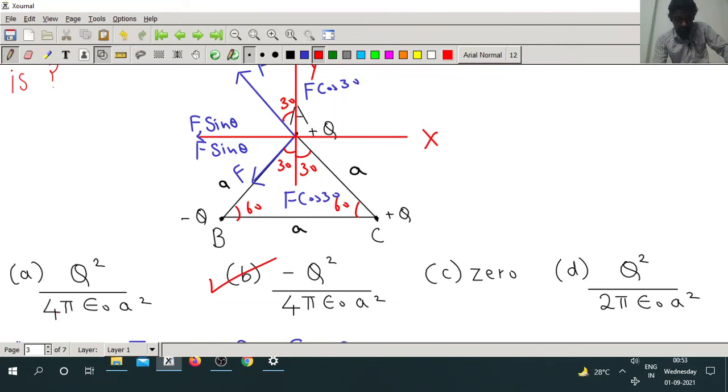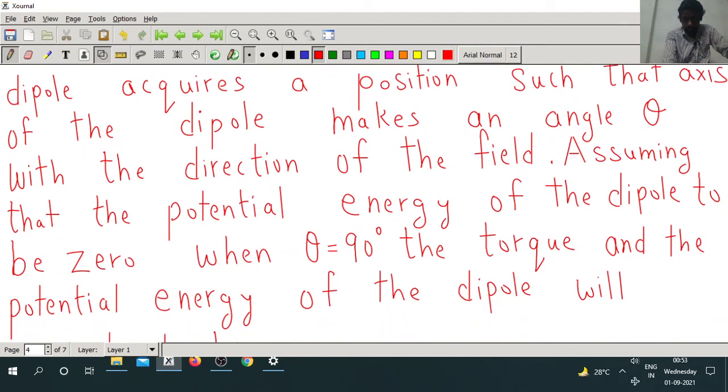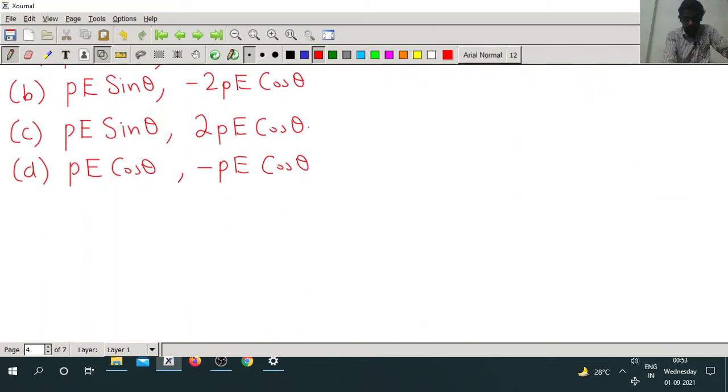Now let us go to question number 3, and here it is given that an electric dipole of moment P is placed in an electric field of intensity capital E. The dipole acquires a position such that the axis of the dipole makes an angle theta with the direction of the field. Assuming that the potential energy of the dipole is 0 when theta is equal to 90 degrees, the torque and the potential energy of the dipole will respectively be. So students, this is a very simple question.